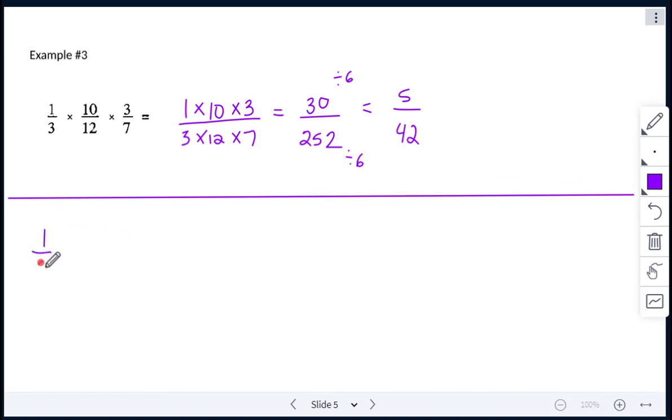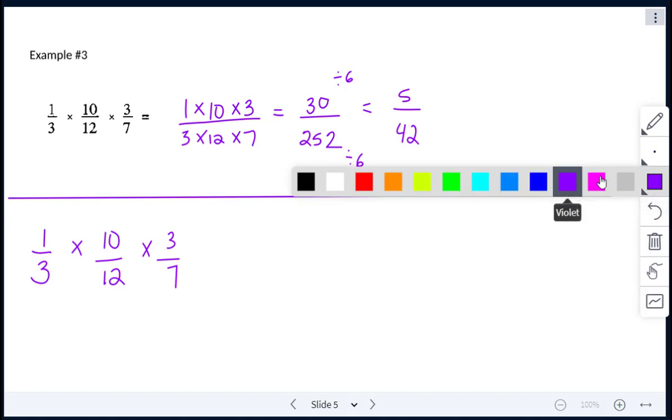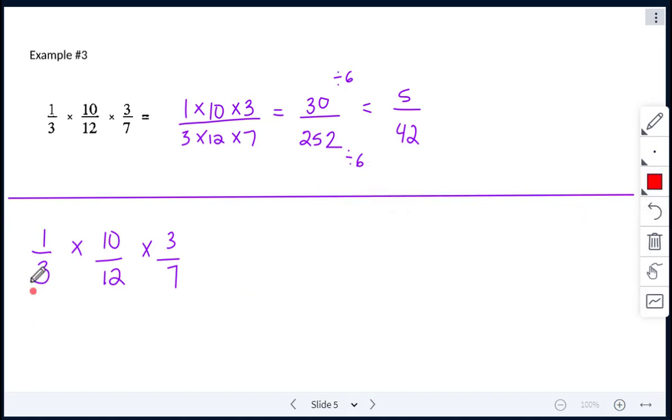So we have 1 over 3 times 10 over 12 times 3 over 7. All right, so we can't reduce the 1 over 3, we can't reduce the 3 over 7, but we can reduce the 10 over 12. We can also reduce the 3 and 3 diagonally. So let's take a look at that. So the 3 and the 3 can both be reduced, giving us 1 and 1. All right, next we can reduce the 10 and the 12 by dividing by 2. So that gives me 5. 12 divided by 2, that gives me 6.